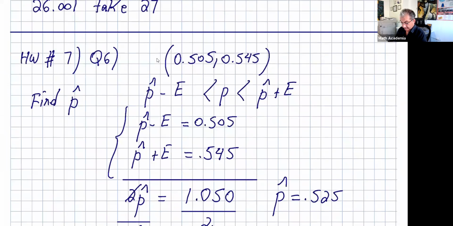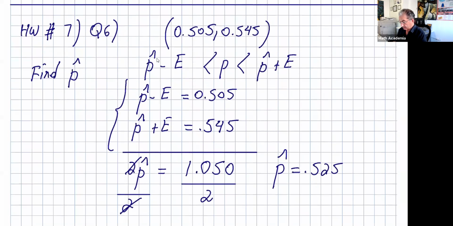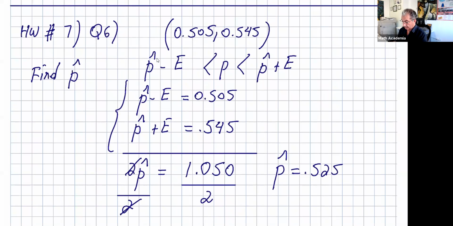And here I saw that was a common question. So homework number 7, question number 6. I saw this one. I'll upload these notes for you so you can take a look at the solution.